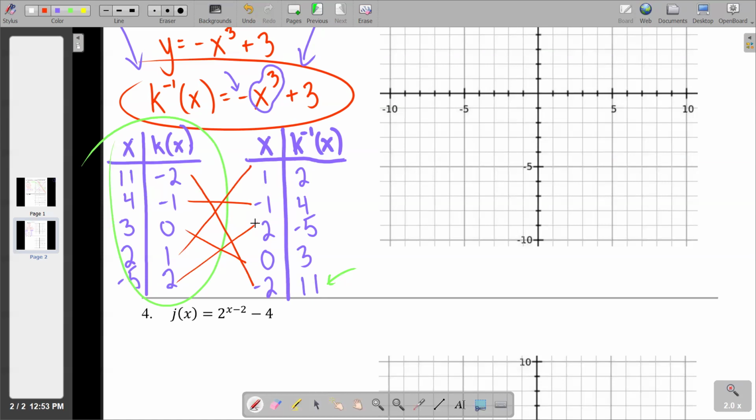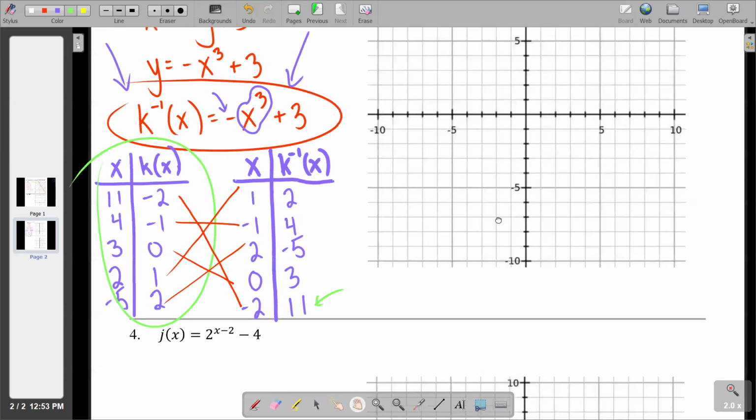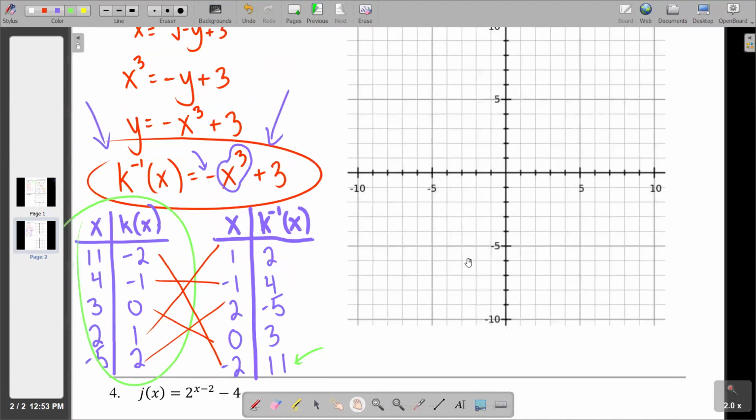So let's go graph. Let's graph K of X first, and I'll use green dots for K of X. So we're going to go to the graph and we're going to plot all of the points from the K of X table. That's the one on the left. And so for 11, -2, I just figured it would be right about here.